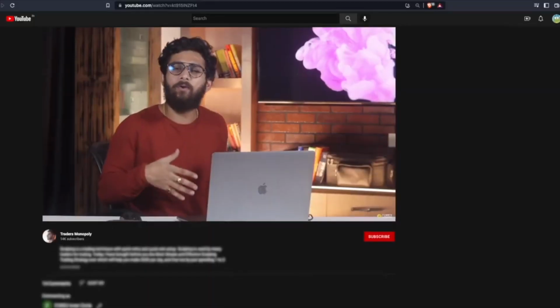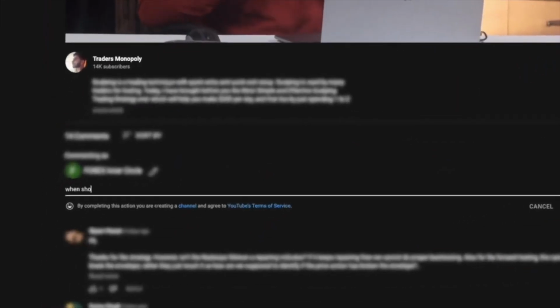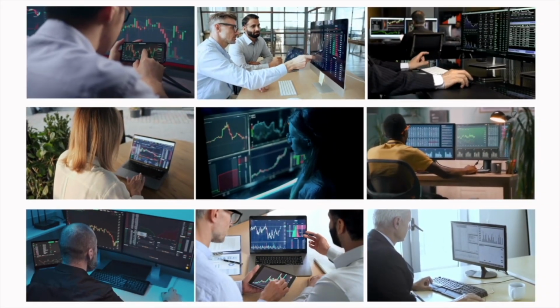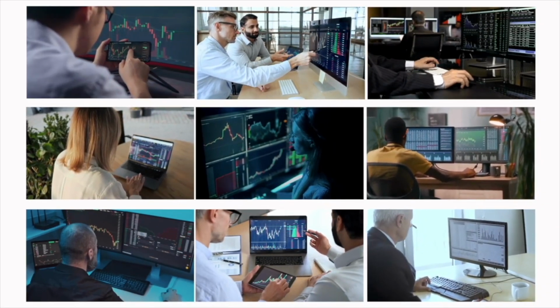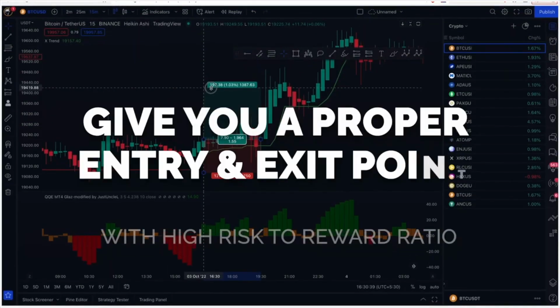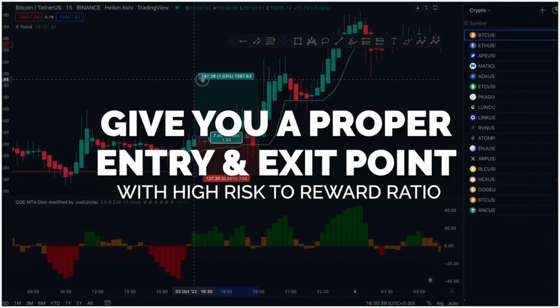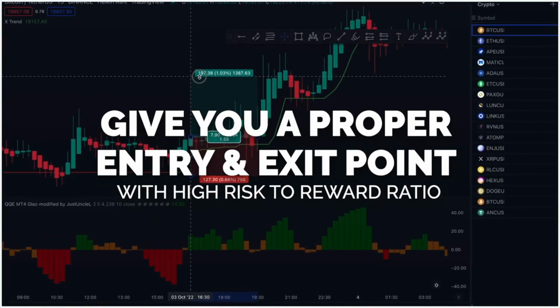I have had a lot of queries from you guys about when and where we should exit the trade when it's profitable. A lot of you are facing similar issues that you don't know where to exit. So today I have brought you a strategy that gives you a clear entry point and a clear exit point with a very high risk to reward ratio. So let's not waste any more time and set up the chart.